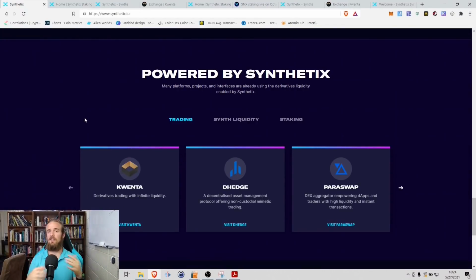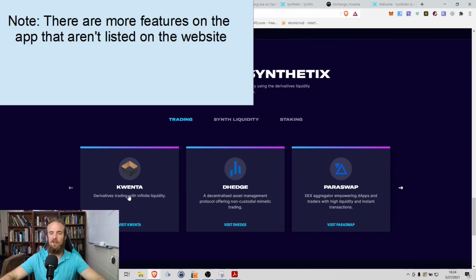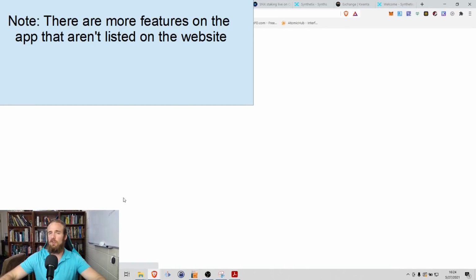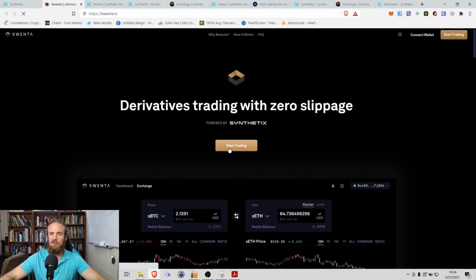So if we want to actually get involved and start purchasing these synthetic assets, we can obviously do that through Uniswap, because at the end of the day, they are ERC20 tokens, so we can trade them wherever we want. However, they also do have their inbuilt Kwenta exchange, which is derivatives trading with infinite liquidity. So we're simply going to click on that and start trading.